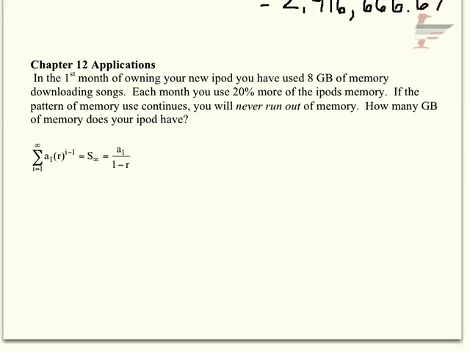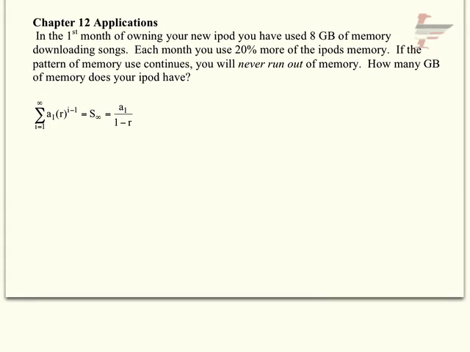All right, one more. This problem says, in the first month of owning your new iPod, you have used 8 gigabytes of memory downloading songs. Each month, you use 20% more of the iPod's memory. If the pattern of memory use continues, you will never run out of memory. How many gigabytes of memory does your iPod have?